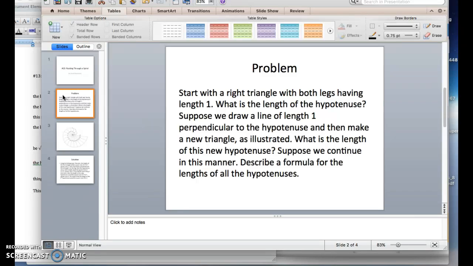What is the length of this new hypotenuse? Suppose we continue in this manner. Describe a formula for the lengths of all the hypotenuses. And I really like this problem because I think it's something high schoolers could get pretty easily. I don't know if they could describe a formula, but I think they could at least say what's going on and make predictions about something like that.